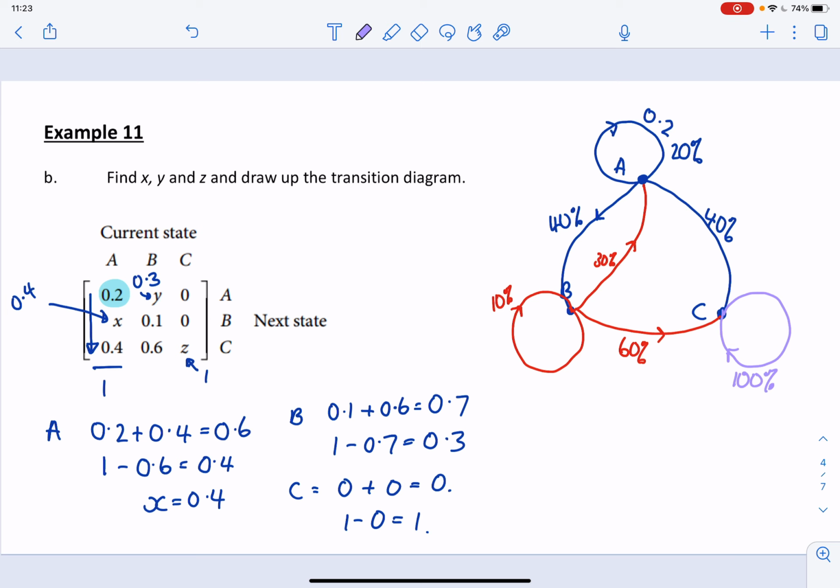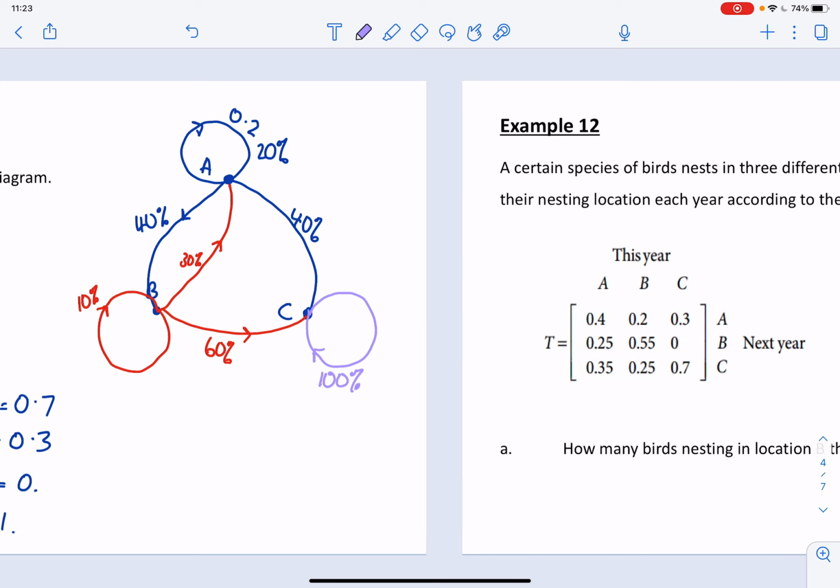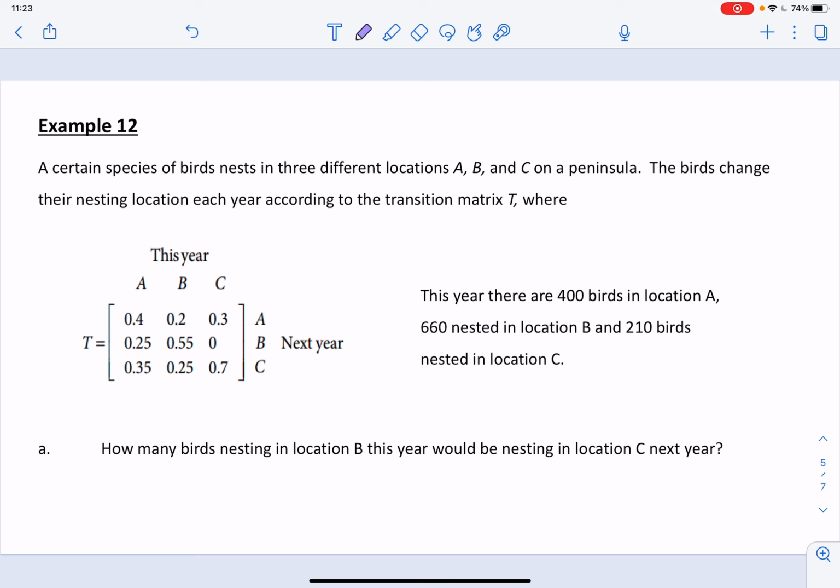Moving on to example number 11. Actually applying or finding out sort of numbers based on this transition matrix. So example 12 says a certain species of bird nests in 3 different locations, A, B, and C, on a peninsula. So it could be, one could be in a particular park, or 3 different parks. One could be up one tree, and then the other locations could be 2 other separate trees, still in the same park. It doesn't specify, it just says 3 different locations.